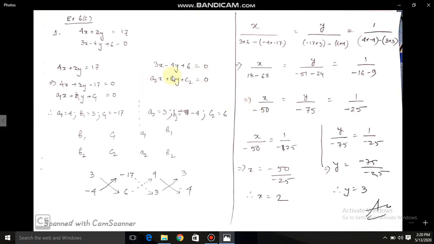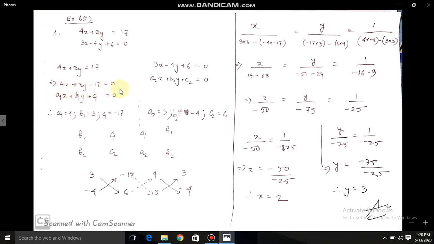See, the sum is given here: 4x + 3y = 17 and 3x - 4y + 6 = 0. Now for the cross multiplication process, everything should be on the left hand side. On the right hand side it should be 0. The second equation is already in the desired format, that is 3x - 4y + 6 = 0. But the first equation is 4x + 3y = 17, so we have to take 17 to the left hand side. So 4x + 3y - 17 = 0.